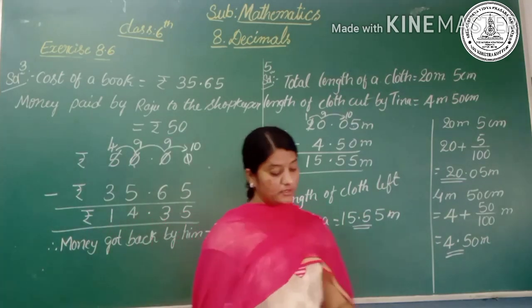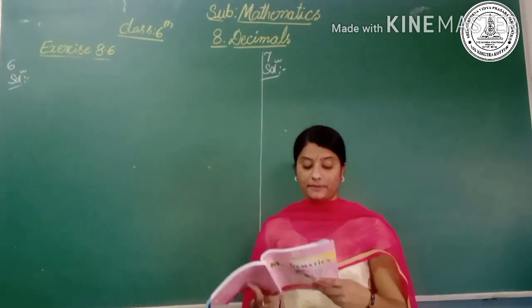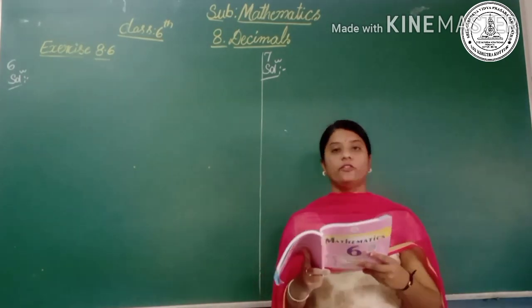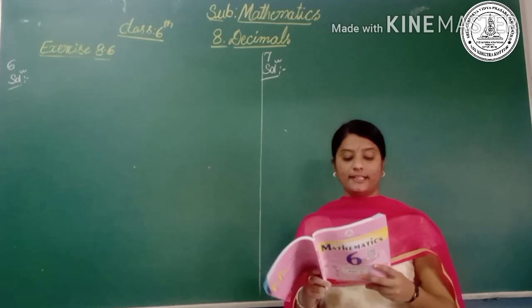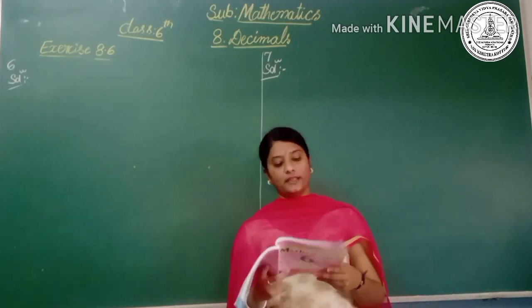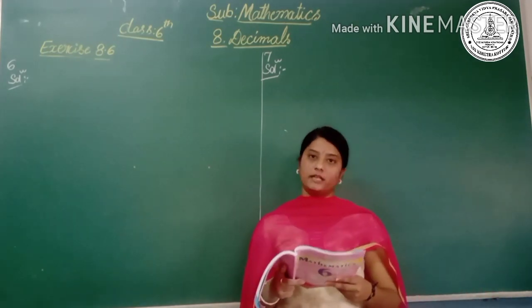Then let's do the sixth question. The sixth question is, Namita travels 20 km 50 meter every day. Out of this, she travels 10 km 200 meter by bus and the rest by auto. How much distance does she travel by auto?